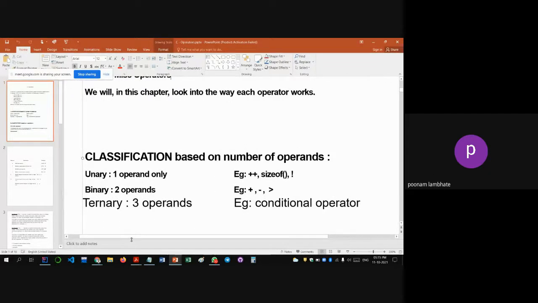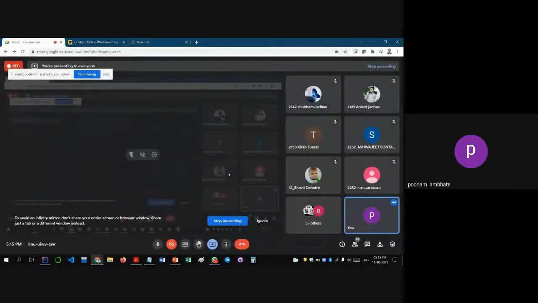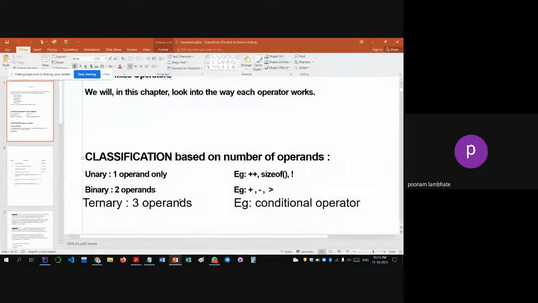For example, if you're doing a plus b, then a is one value, b is one value. So two values, in between that you're doing an addition operation. There may be a case where you're doing a plus plus or a minus minus. That is a unary operation, meaning on a single value a, you're doing plus plus or minus minus. Similarly, between three operands, you can do it. So based on this, you are classifying the type of operation: either for a single operand like a plus plus, or between two operands like a plus b, or between three operands. That is about the number of values between which you're doing the operation.